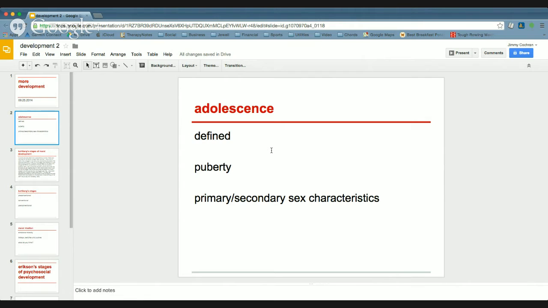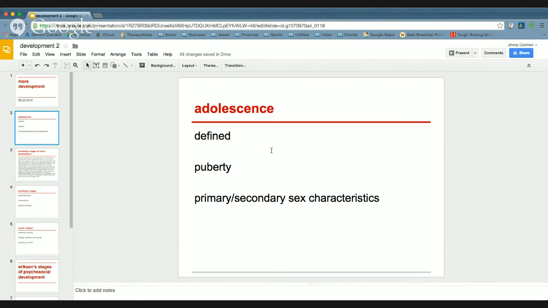But basically, we're talking about the development of different types of sexual maturity characteristics. So we have primary sex characteristics, which are basically reproductive organs. On males, those are primarily external. On females, those are primarily internal. Basically, these are the things that make it possible for humans to reproduce.